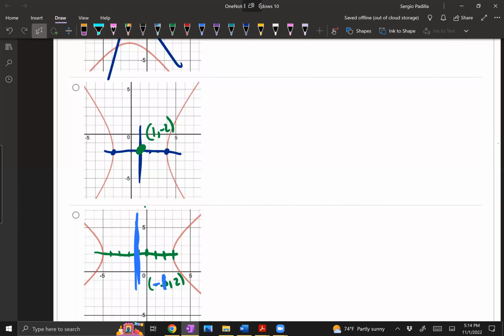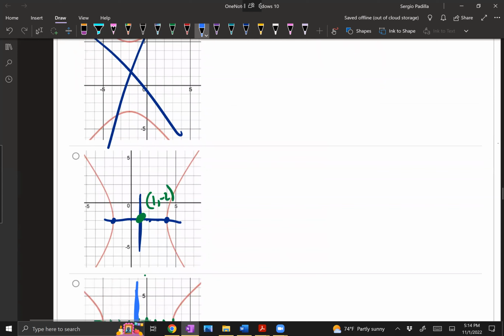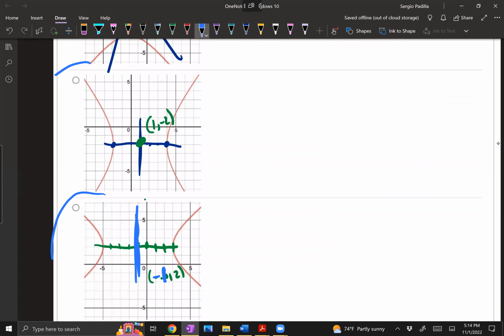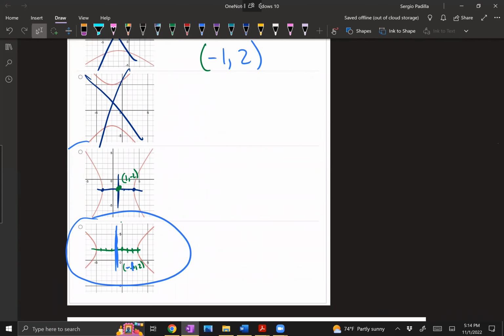But in this case, notice how they're at opposite values. In this one, based off of this, my center should be at -1 and +2. Always the opposite signs of what you see in the actual equation is where the center is. So when it comes down to it, it's this one right down here, -1 and 2. So make sure that you know how the equations work. These are the most general ones I would expect to see on there. Hey, match the equation with the graph. That's one type of question I would expect to see.